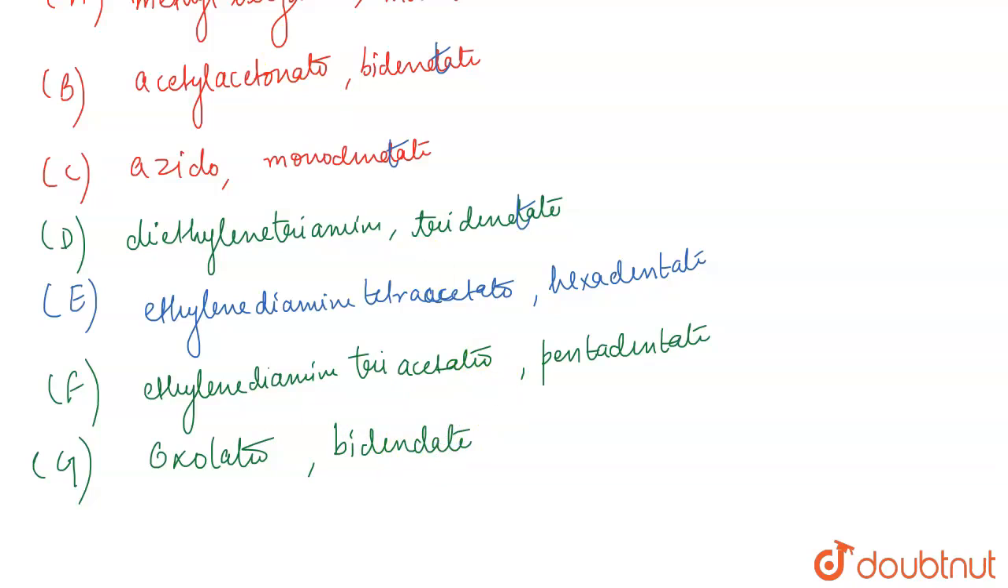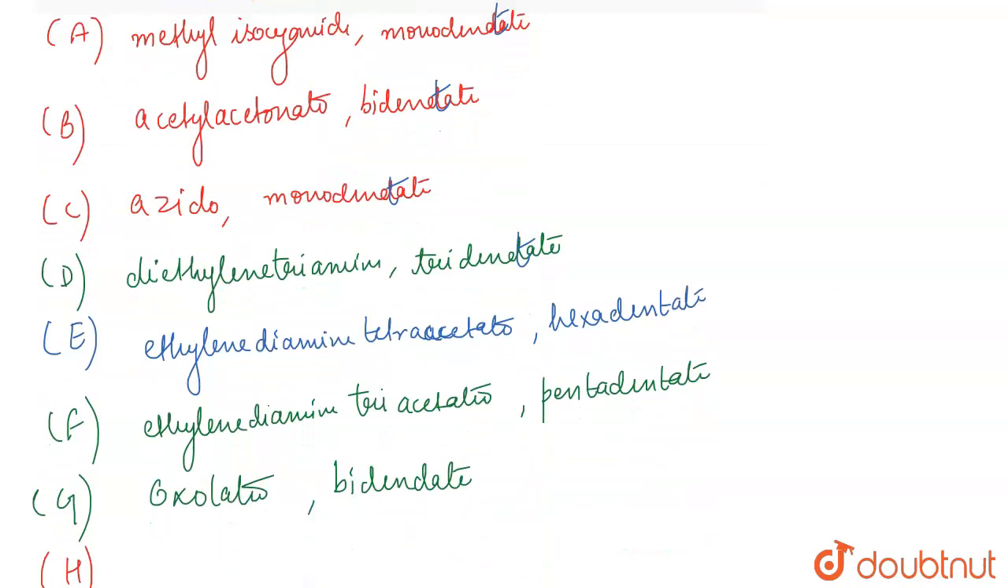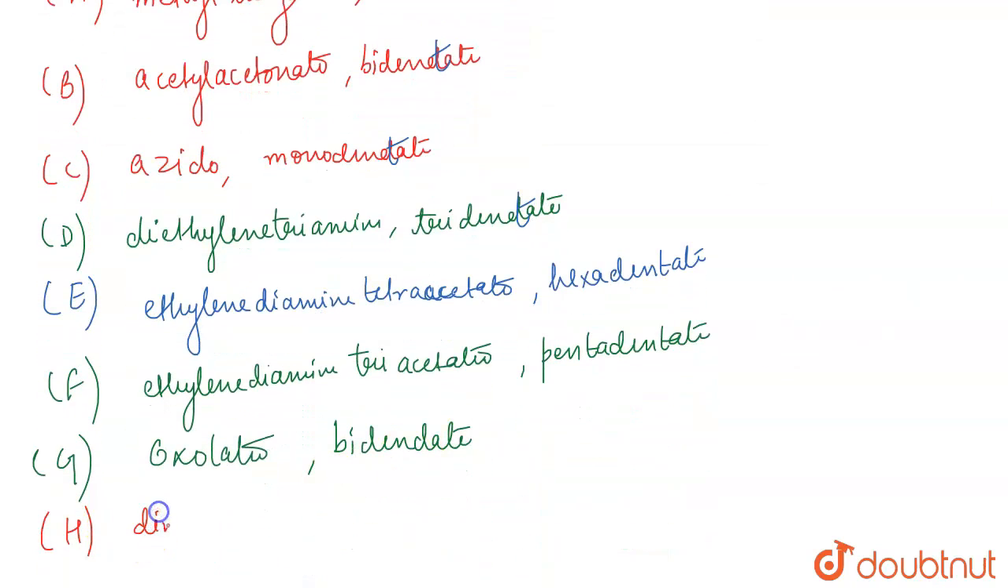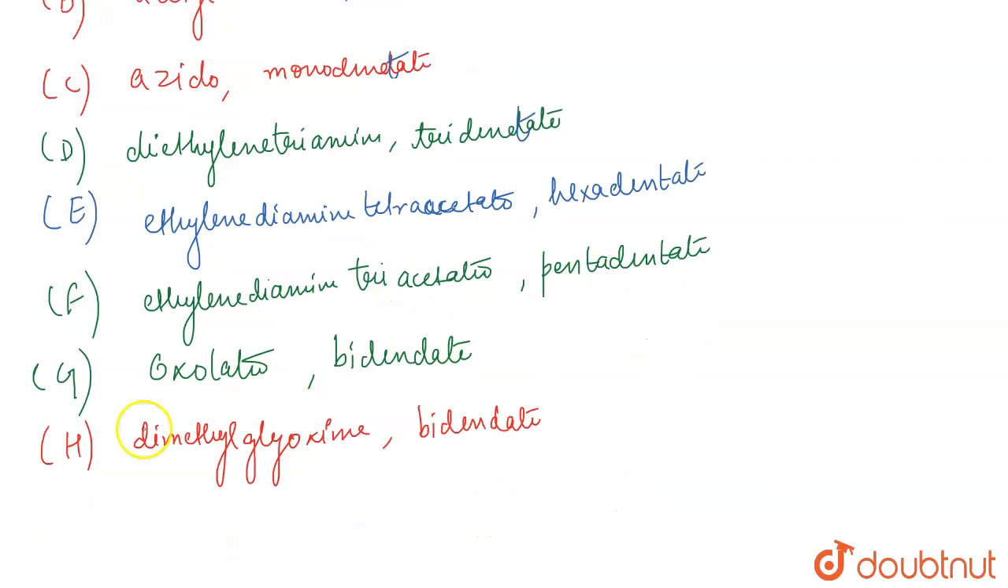Okay. Now, the next is H. Okay. Now, the H part is DMG minus. Now, DMG is dimethylglyoxime. Okay. This is dimethylglyoxime. And if you talk about dimethylglyoxime, it is a bidentate ligand, right? It is a bidentate ligand, okay?